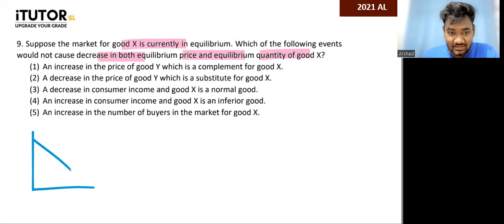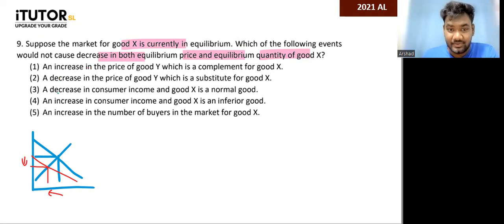Okay. Situation number 1. Increase in the price of good Y, which is a complement. So if the price of good Y, the complement, increases, demand will decrease. So then equilibrium price will come down. Equilibrium quantity will also come down. So this will cause a decrease in both this and this.